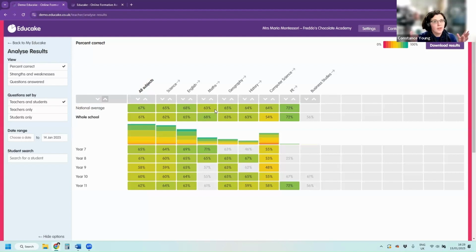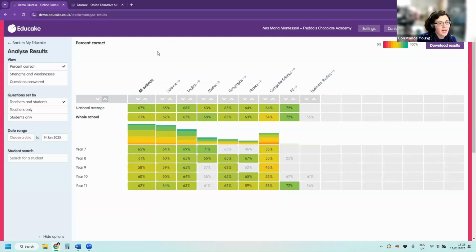So it can be looked at across subject, across curriculum. It can be used to dive down to a particular topic. It can be used to look across all your cohorts or to dive down to an individual student. There's a lot going on here, and it does answer loads and loads of questions.